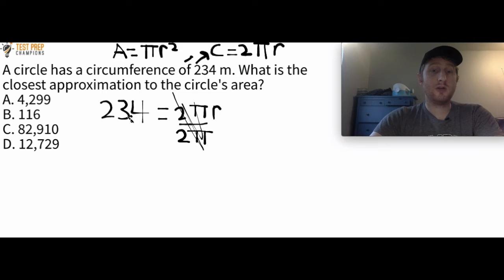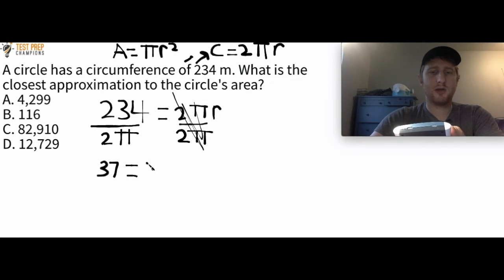But whatever I do to one side, I also have to do to the other. So I have to divide by 2 pi over here as well. Using your calculator, and pi is just a number that's approximately 3.14, I can do 234 and divide that by 2 times 3.14. And so I get about 37. I'm just going to leave my answer as 37 because we're just looking for an approximation here, okay?